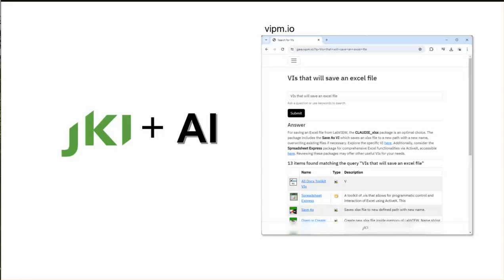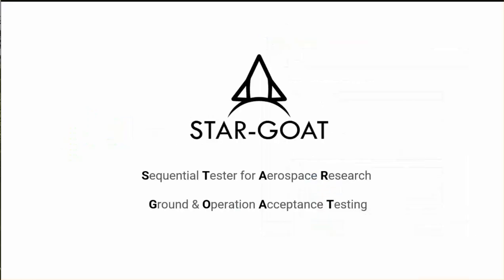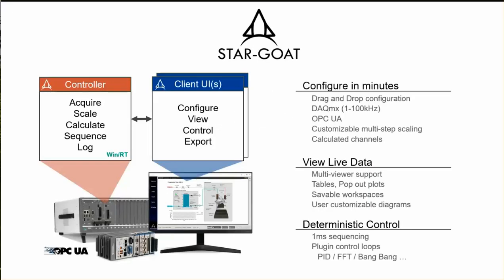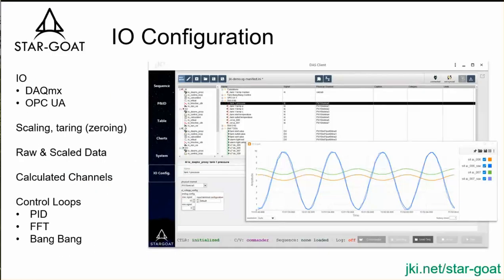All right, the last thing, I just want to get my quick plug in. I do want to talk about the tool that we built using this process, and that's our StarGoat tool. This is a turnkey rocket engine test stand tool where we have a controller that can run on Windows RT, talking to a client, doing DAQmx, doing millisecond level sequencing, doing control loops. We make it so our users can configure their interfaces straight in the IDE or in the UI.